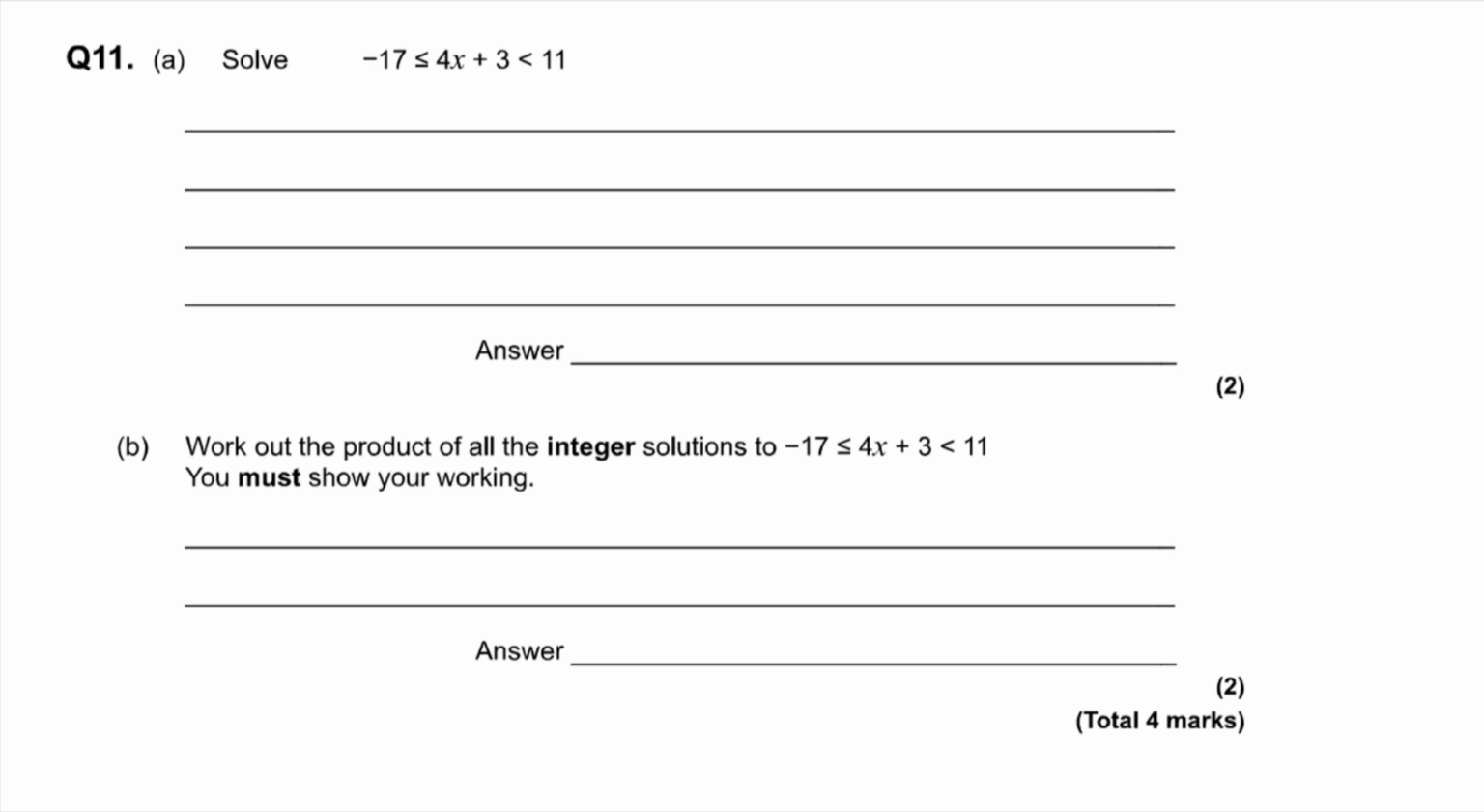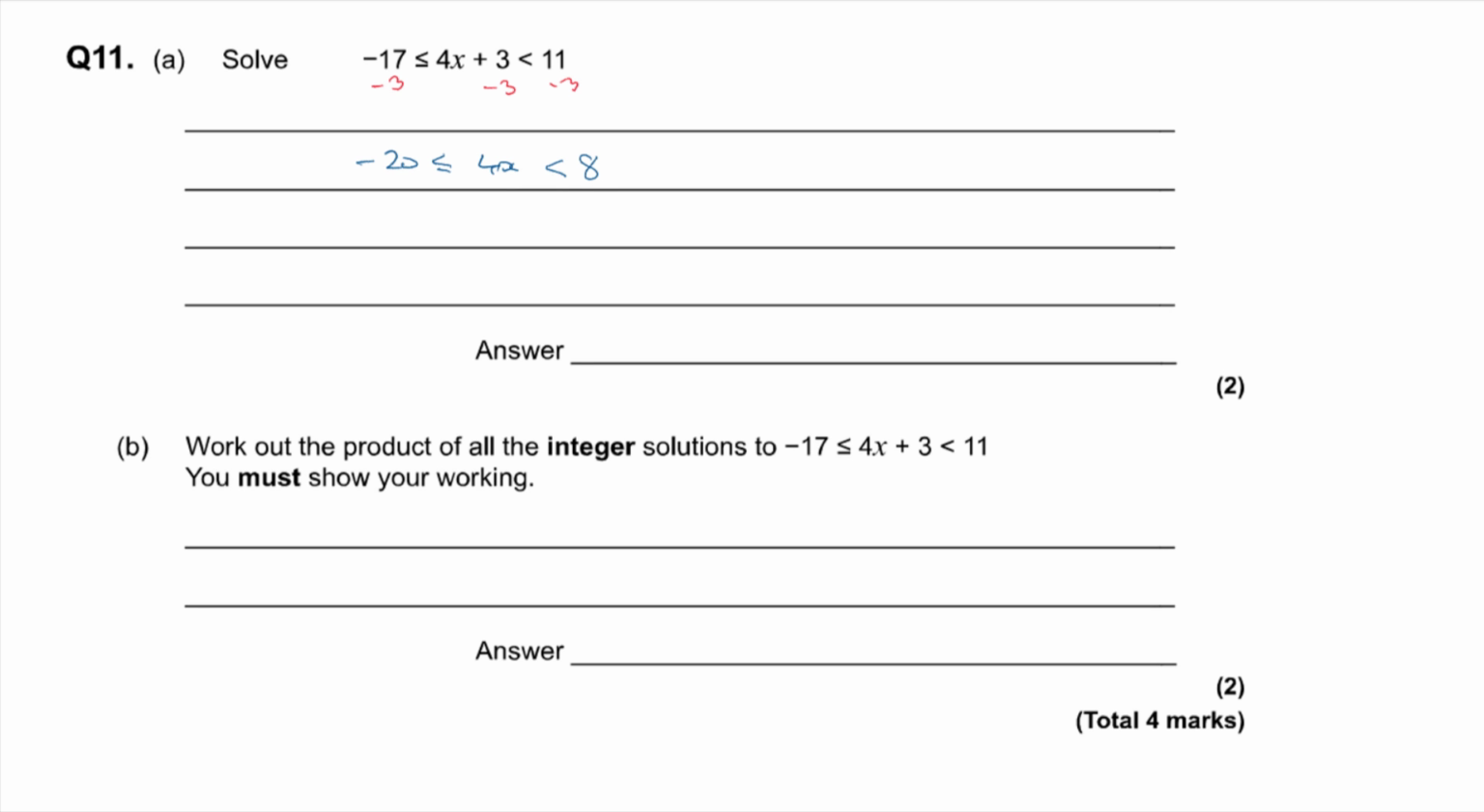Question 11, -17 is less than or equal to 4x plus 3, which is less than 11. Slightly more complicated in the middle, got two steps to make it just x. First take 3 away from every part. That's going to give me -20 is less than or equal to 4x, which is also strictly less than 8.